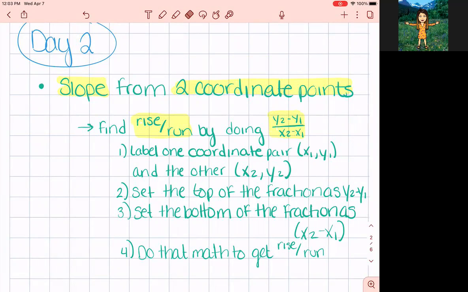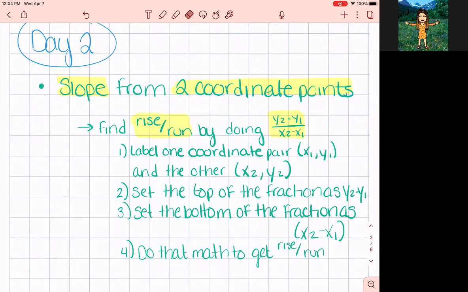Okay, so instead of getting a full graph, you're just going to get 2 coordinate points. I'm going to read through this green stuff. It might seem a little confusing, and then we'll talk about what it all means. So we still need to find the rise over the run, but we just don't have the visual to do that. So instead, we're going to find this little setup here where it says y2 minus y1 over x2 minus x1. Again, you're probably thinking like, what does that mean? I promise after we go through this, we'll make some sense of it.